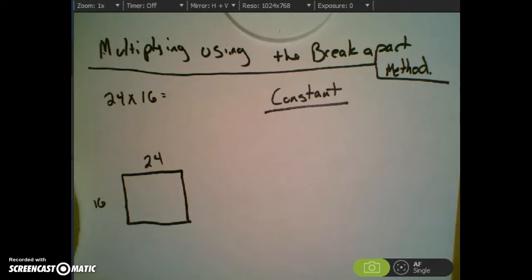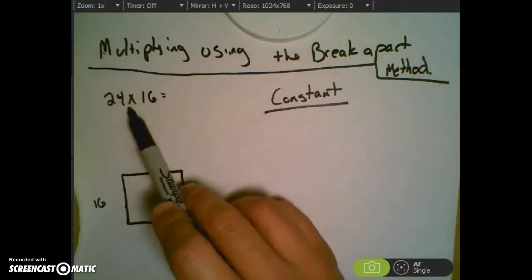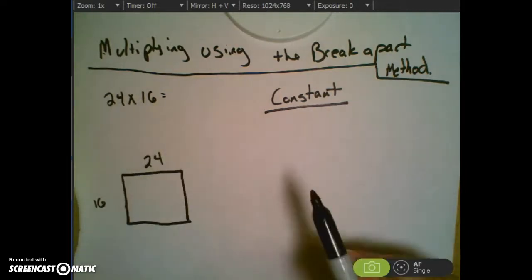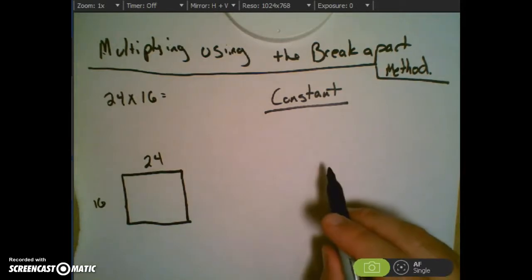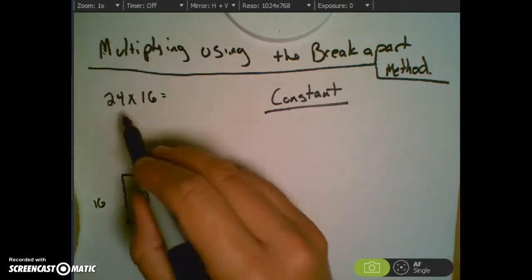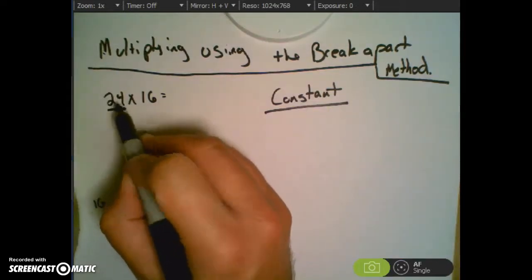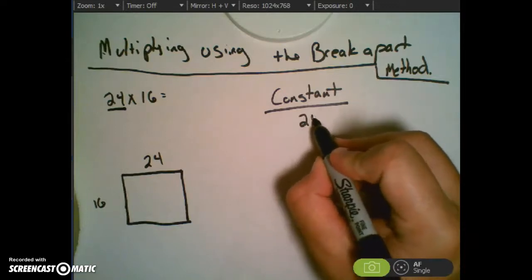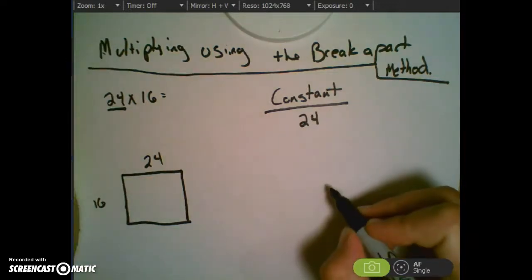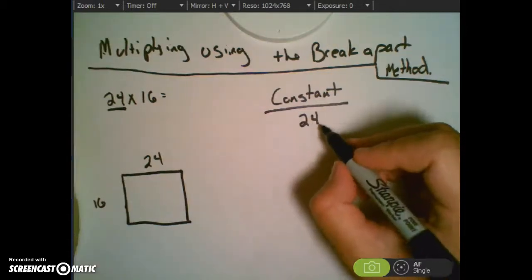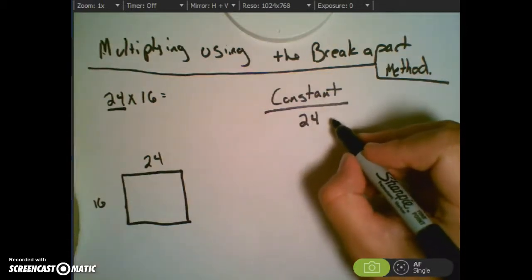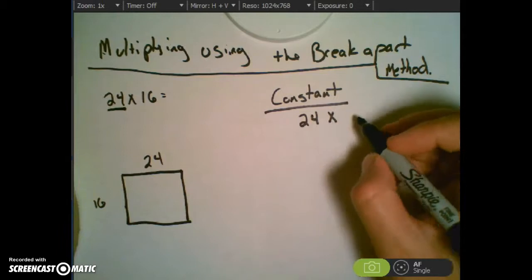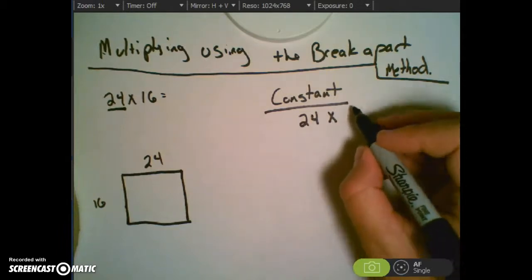Okay? What we're really going to do is take this equation, 24 times 16, and make it into some smaller bite-sized equations that help us solve the problem. Our constant in this problem is going to be 24. That factor will not change when we break up the equation. The factor that I will be changing is 16. So I'm going to break 16 into some numbers that I find easier to work with.